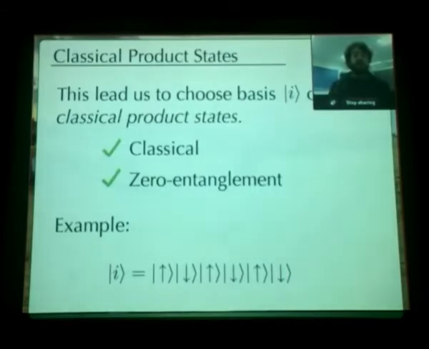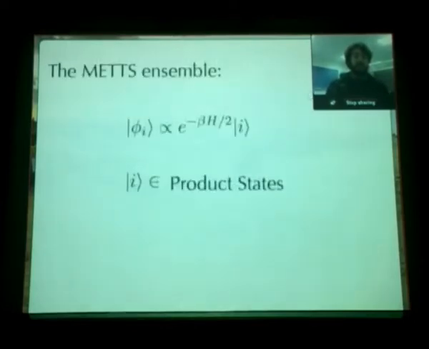And now, of course, you can choose classical product states for a spin system in the z basis or in the x basis. Some basis, let's say the z basis, have the two properties we want. They're both classical, and they have zero entanglement. And so all we mean is states that are factorized on every site.